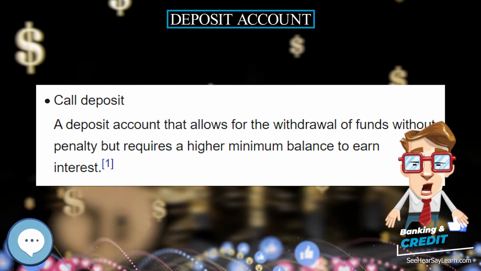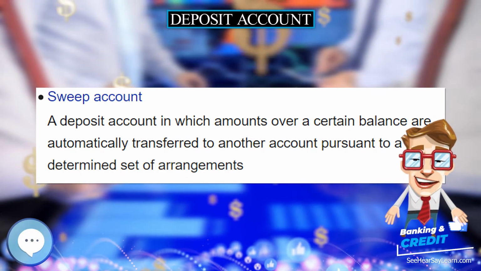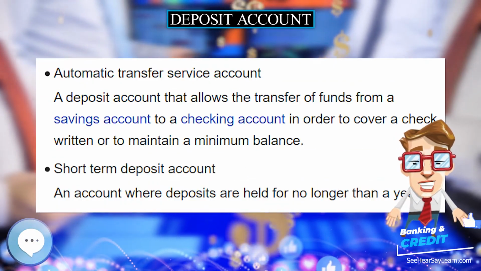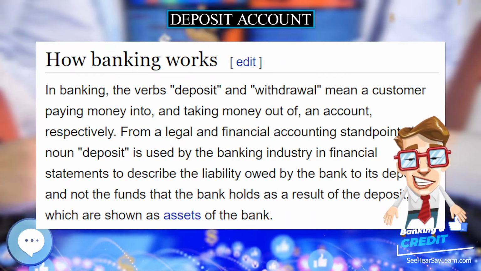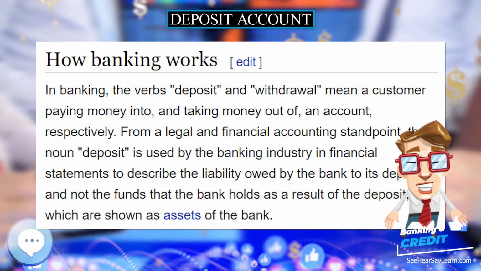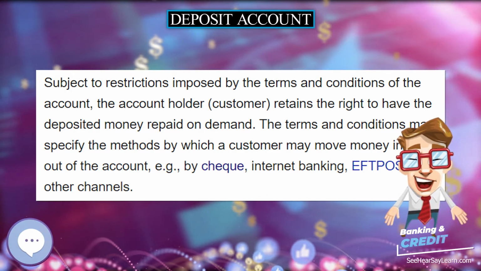In banking, the verbs deposit and withdraw mean a customer paying money into, and taking money out of, an account, respectively. From a legal and financial accounting standpoint, the noun deposit is used by the banking industry in financial statements to describe the liability owed by the bank to its depositor, and not the funds that the bank holds as a result of the deposit, which are shown as assets of the bank.